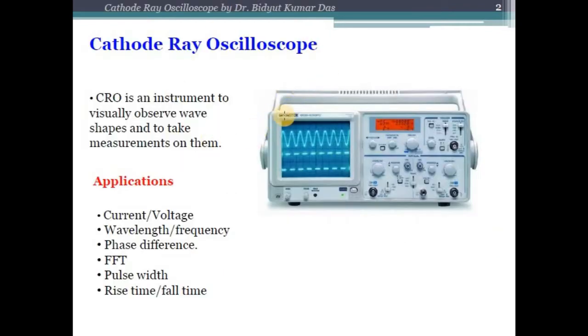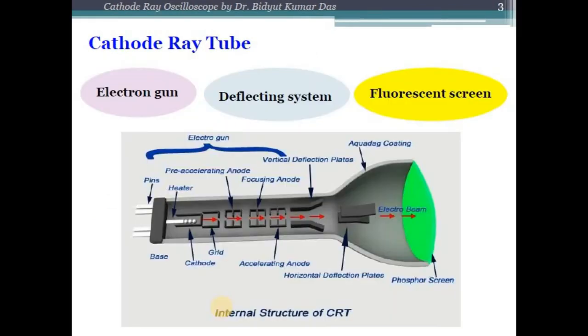So cathode ray oscilloscope is a versatile instrument to visually observe the wave shape or the waveform and to take different measurements from that waveform. The cathode ray oscilloscope can be used for both DC and AC current, and it can measure current and voltage. It can measure the wavelength and frequency, phase difference, and by cathode ray oscilloscope you can perform FFT, that is fast Fourier transform. And then you can measure pulse width by CRO along with rise time and fall time.